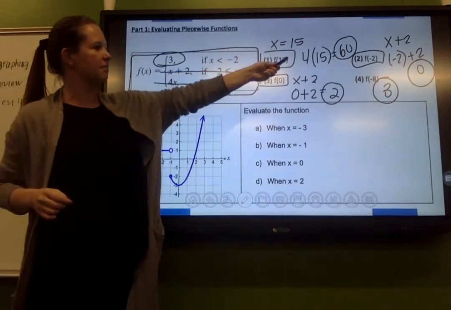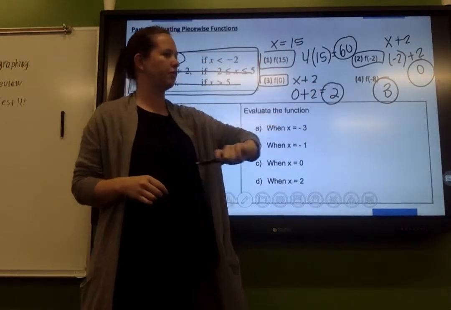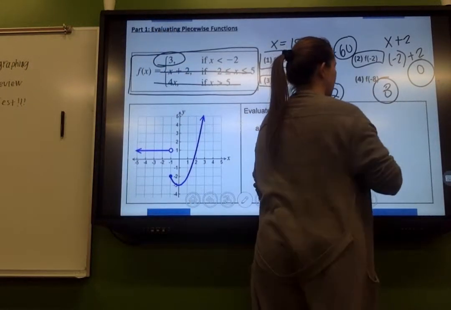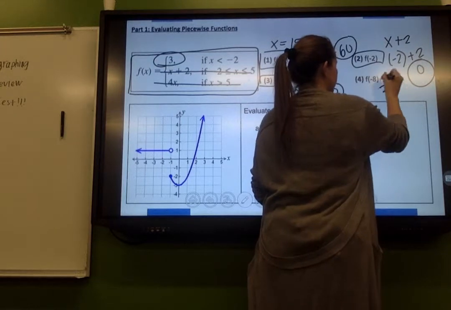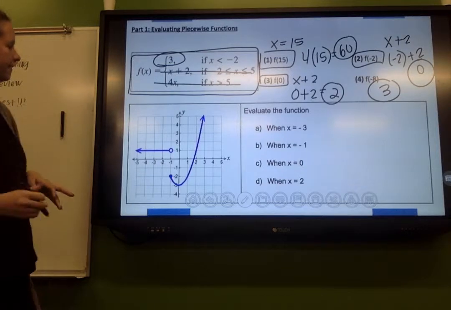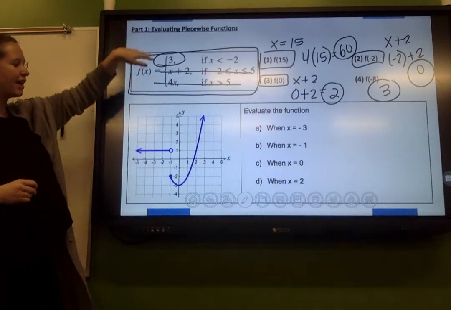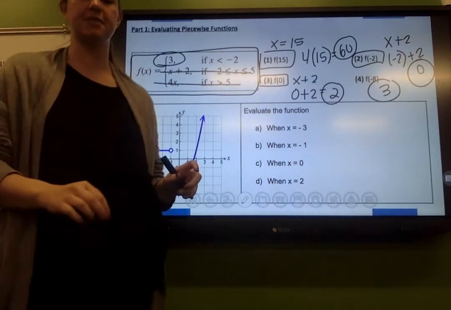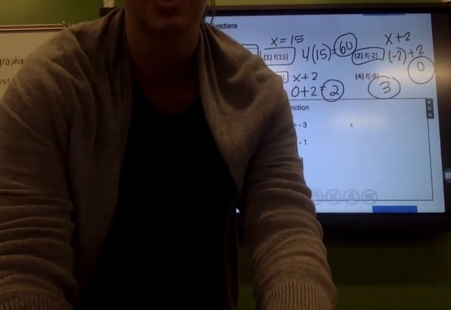Number 1 was 60, number 2 was 0, number 3 is 2, and number 4, that looks like an 8. It's a 3. It was 3. Good? Questions? Deal? Okay. The last thing you have to do on evaluating is you have to be able to evaluate from graphs. So let me scoot this up so you can see it a little bit better.